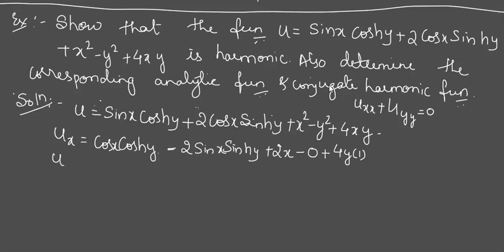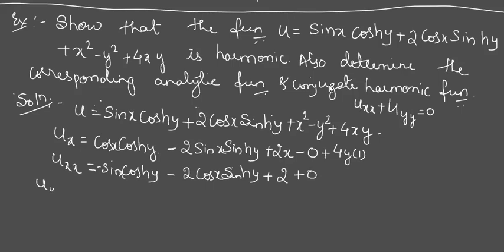Okay. Let us do it again with respect to x. So cos hyperbolic y is constant. What is the derivative of cos x? Minus sin x. So minus 2 sin hyperbolic y constant. Sin x derivative will be cos x. Derivative of 2x is 2. Derivative of 4y is 0 with respect to x.